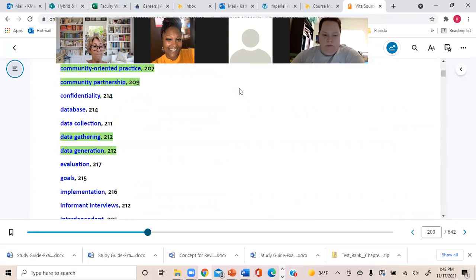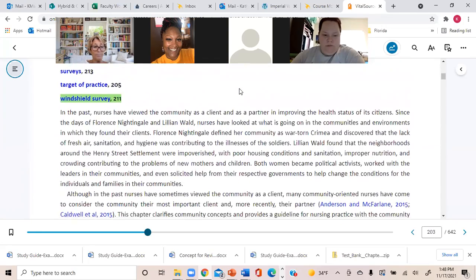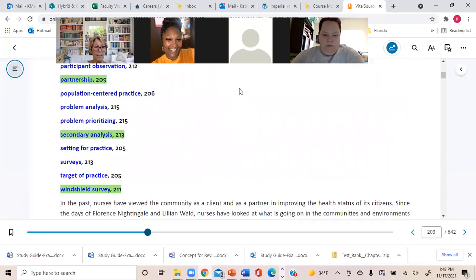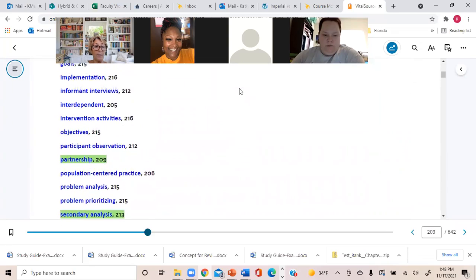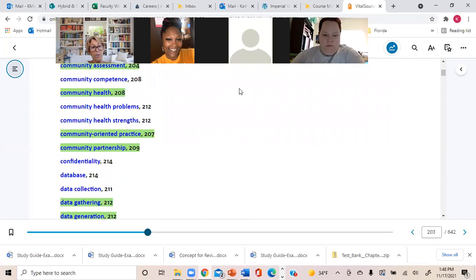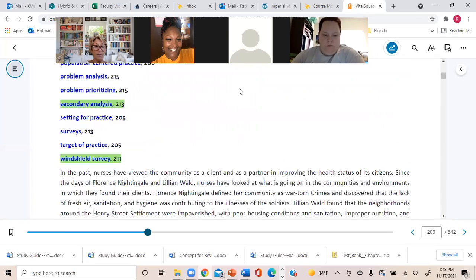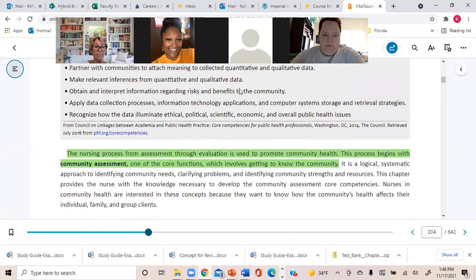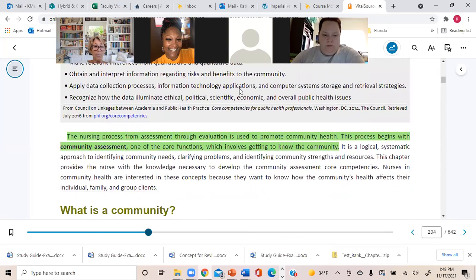Okay, all right, so lots of good words in here: windshield survey, partnership, data gathering, data generation, community-oriented practice. The nursing process from assessment through evaluation, AKA ADPIE, is used to promote community health, right?